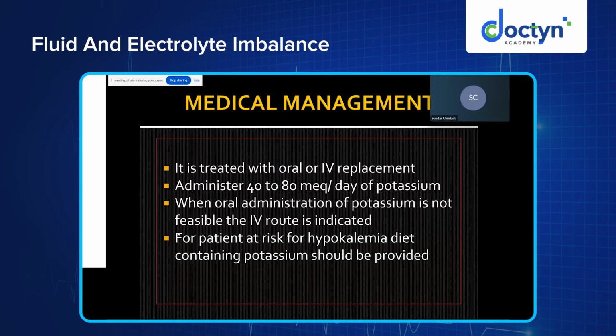And again, very much important that rapid correction. Along with this, you again perform an ECG and, of course, monitoring of the patient has to be done from time to time. So administer 40 to 80 milliequivalents per day of potassium. When oral administration of the potassium is not feasible, then what exactly is indicated? Then the IV route is indicated.